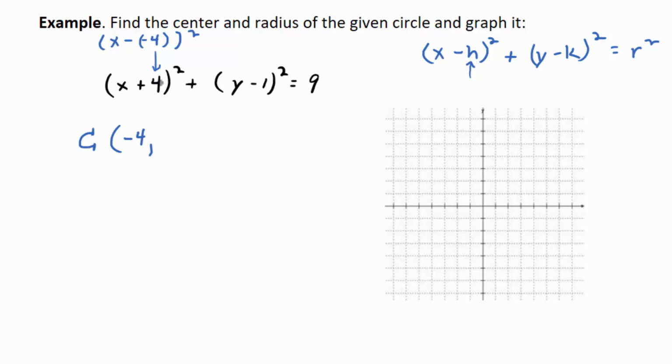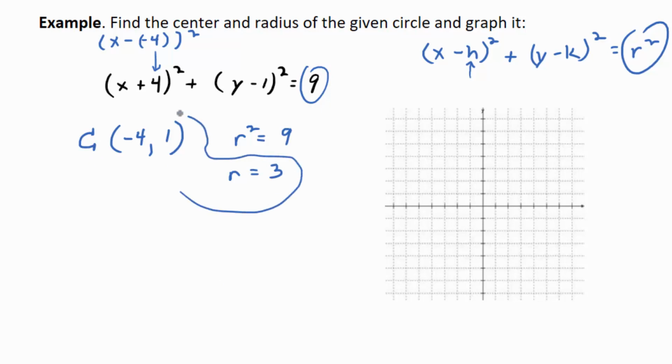So if you see x plus 4 inside the parentheses, h is going to be negative 4. And then what's k going to be? You see a minus 1, so k is just going to be 1. So negative 4, 1 is the center, and then what's the radius? Not 9, but 3. So r squared is 9. Remember, that's r squared on the right side, but you've got to take the square root to get the radius. So we've got a center negative 4, 1, and a radius 3.